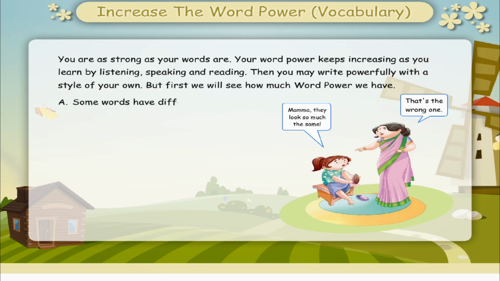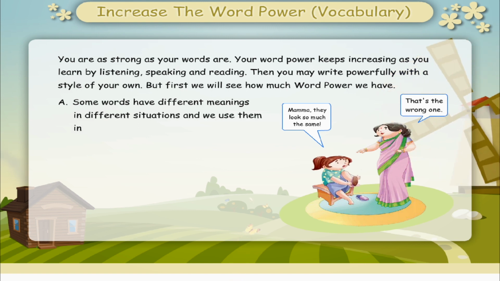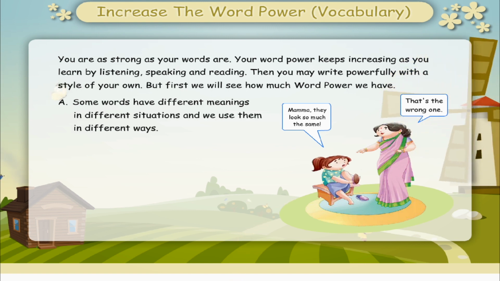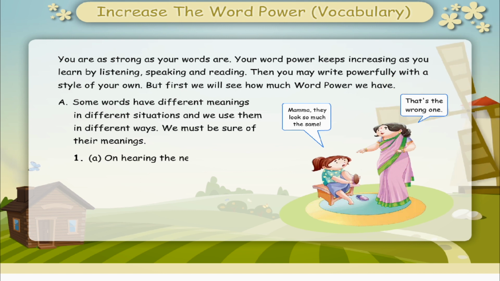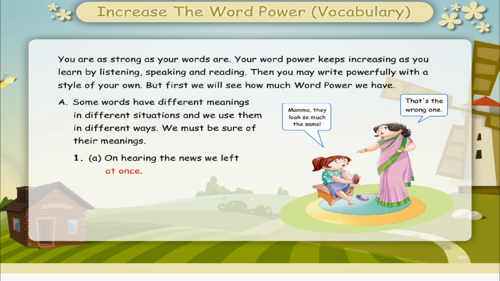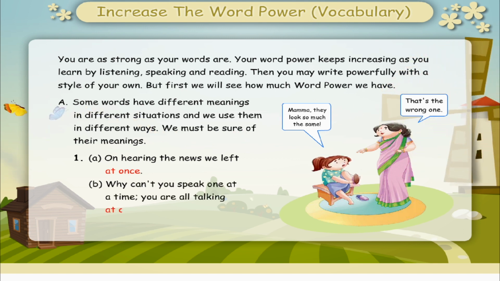Some words have different meanings in different situations, and we use them in different ways. We must be sure of their meanings. On hearing the news, we left at once. Why can't you speak one at a time? You are all talking at once.